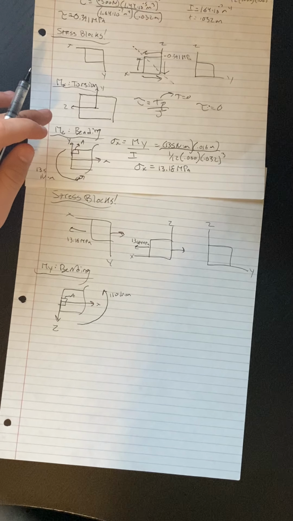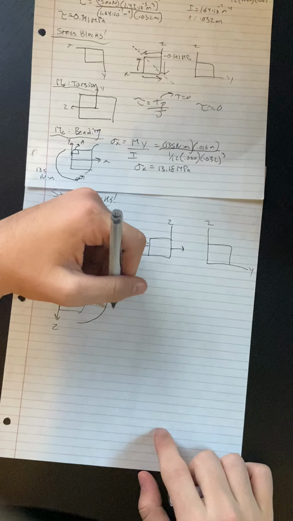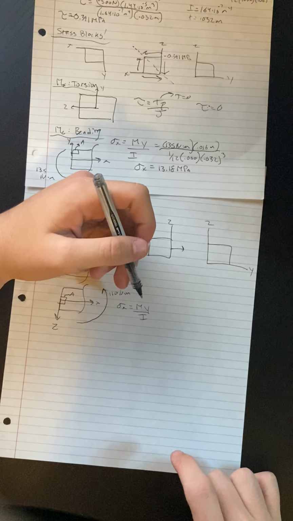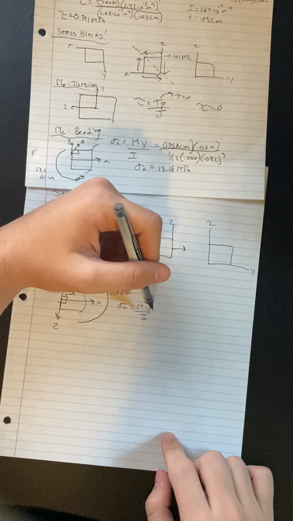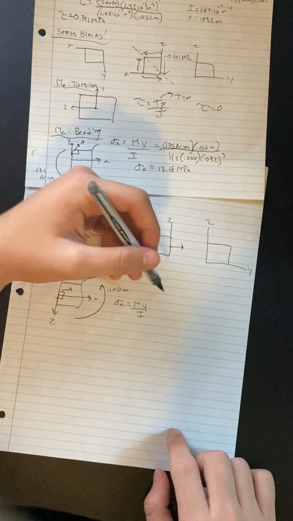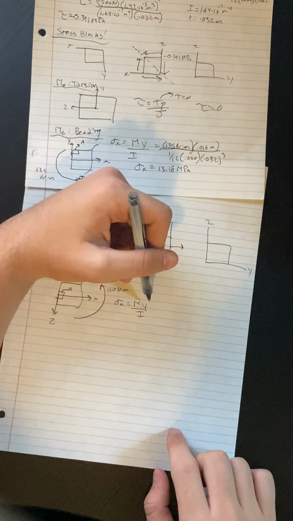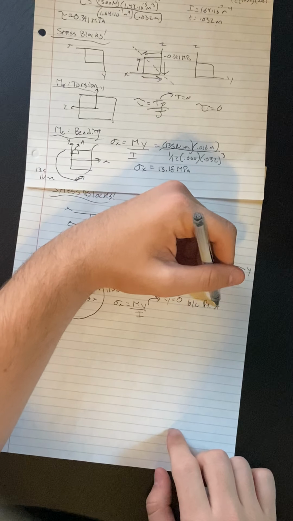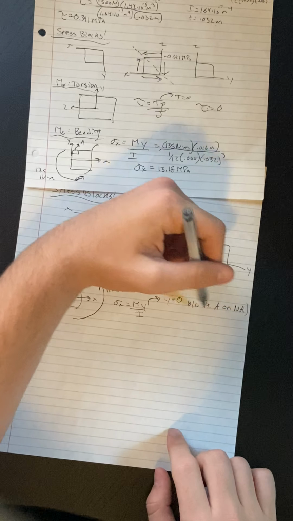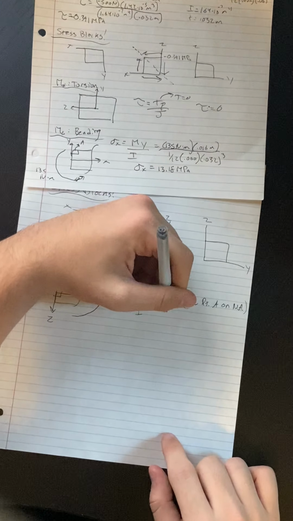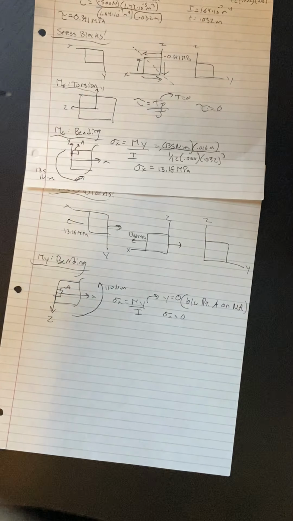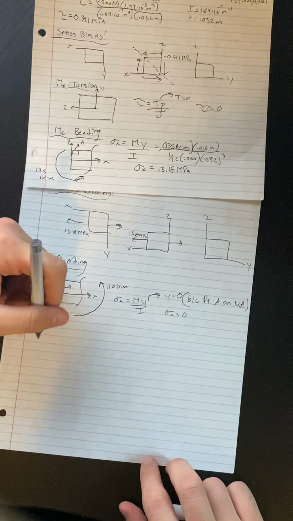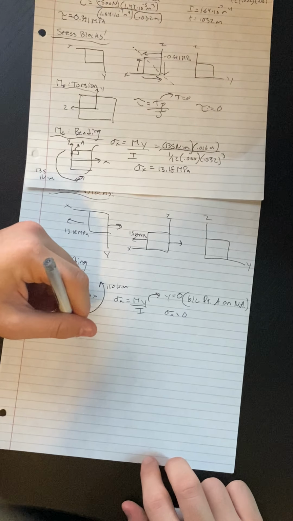And so for this, we're going to have the same concept. We're going to have our stress equals My over I, but we have our y, which is the distance to the outermost fiber. Well, we have our point A along the neutral axis. So our y is going to equal 0 because point A is on the neutral axis. And for that reason, now we have our stress to be 0. And so now the stress blocks for those are going to be non-existent.